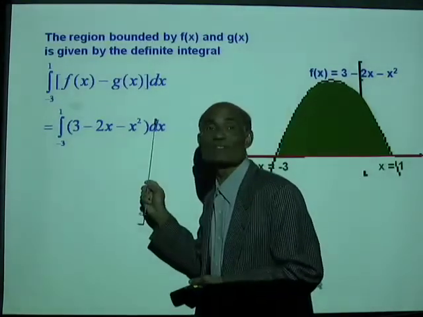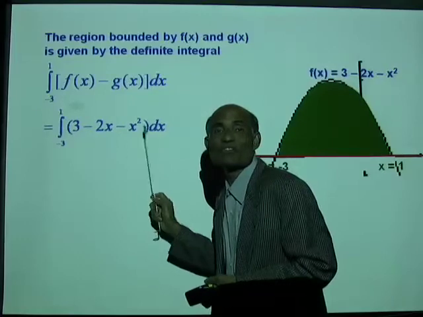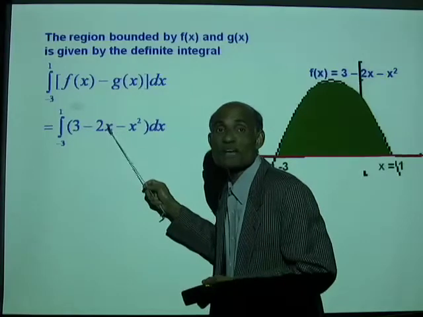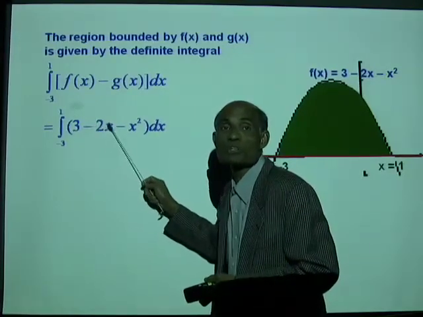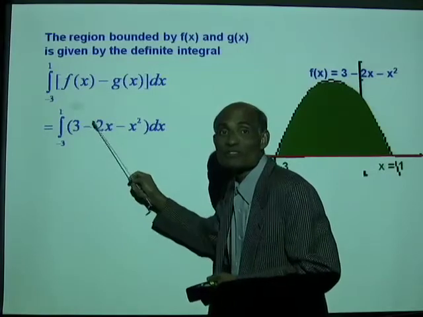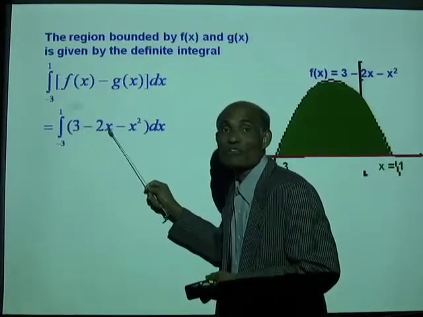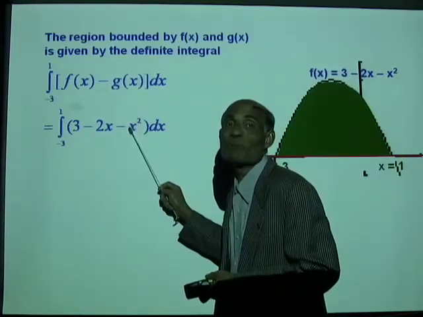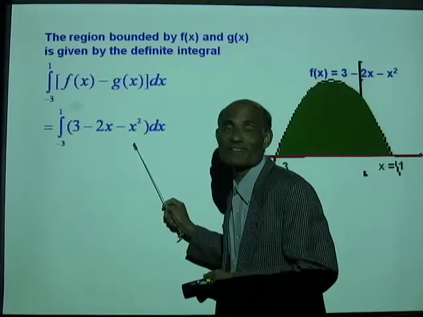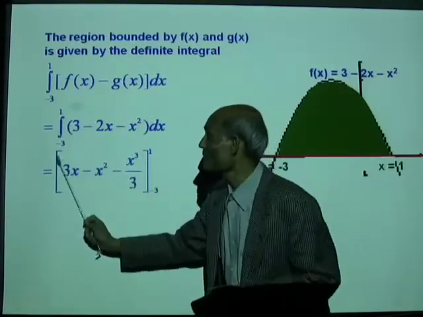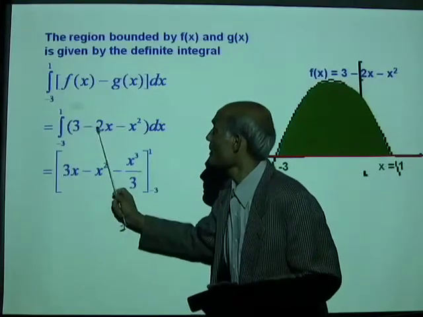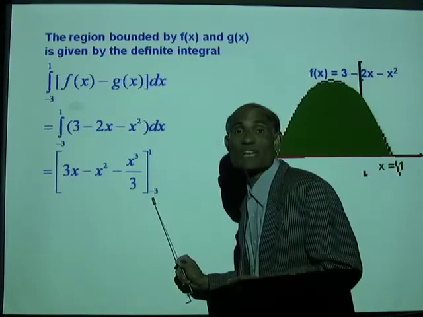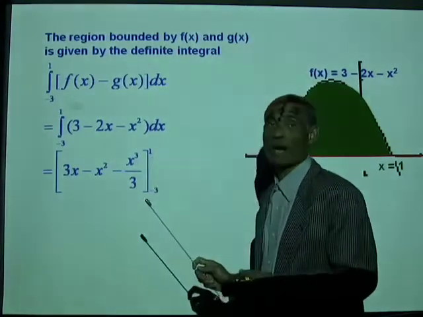Can you do this integration? Integral 3 dx is 3x. Is that right? Integral minus 2x dx is minus 2 times x squared over 2. The 2's will cancel, so that would be minus x squared. Integral minus x squared dx will be minus x cubed over 3. Is that right? So that will be 3x minus x squared minus x cubed over 3 from x equal to -3 to x equal to 1.